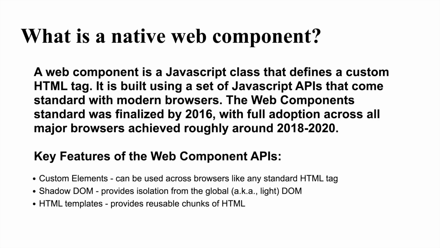What is a native web component? It is a component built using JavaScript APIs that are standard in modern browsers. The standard was finalized in 2016 and adopted over the next 4 years. There are 3 key features. First, you can define a custom element and use it like any normal HTML tag, across different browsers. Second, the shadow DOM isolates your custom element from the global DOM. Finally, HTML templates let you define reusable HTML chunks.